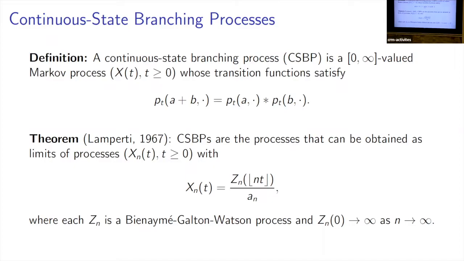So here we're thinking of X of t as representing the size of a population at time t. I'll refer to real numbers between 0 and X of t as being individuals in the population at time t. And this branching property is capturing the idea that individuals in the population are behaving independently of one another. And in fact, Lamperti showed that continuous state branching processes are precisely the processes that can arise as scaling limits of Galton-Watson processes, when we allow the initial population size to go to infinity and then do the appropriate scaling to get a limit.